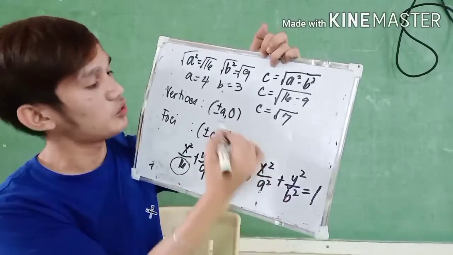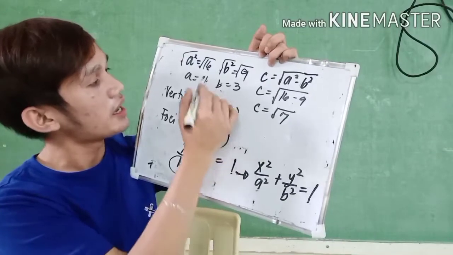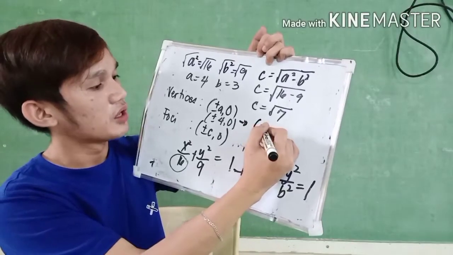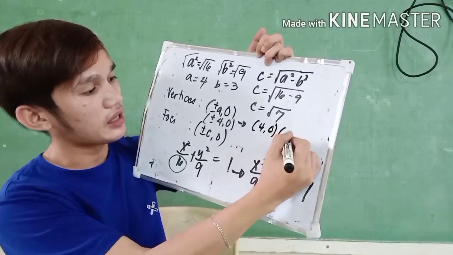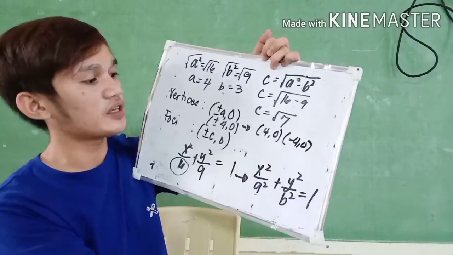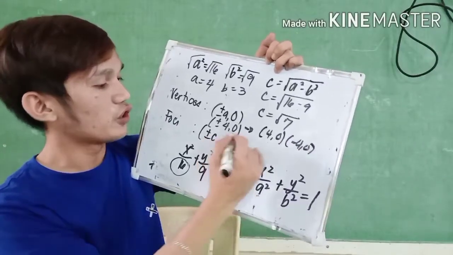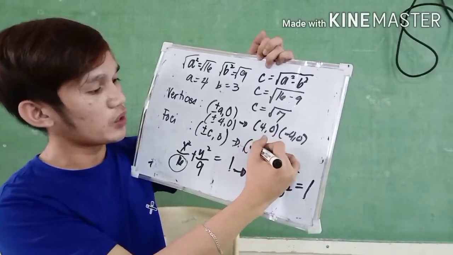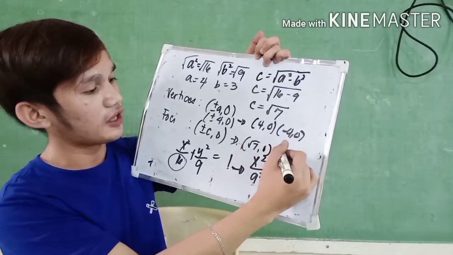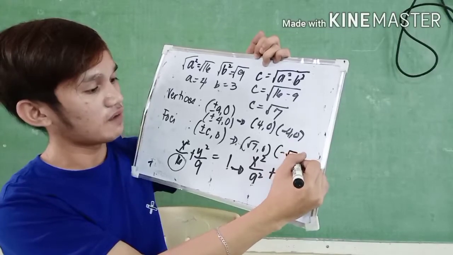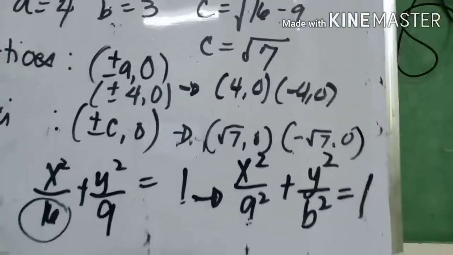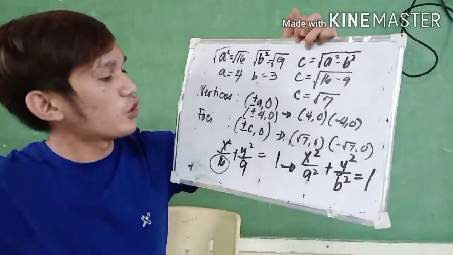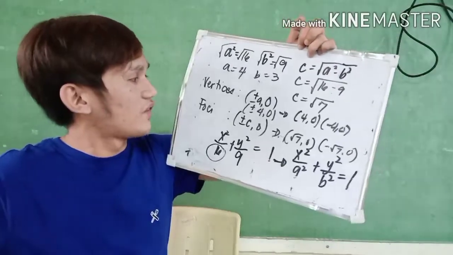Now, you're just going to substitute the given. So, plus or minus a is plus or minus 4, 0. So, meaning, the vertices are 4, 0, and negative 4, 0. For your foci, this will be plus or minus c. So, your c is square root of 7, 0, while the other one is negative square root of 7, 0. Okay? And that is how you are going to find the vertices and the foci.